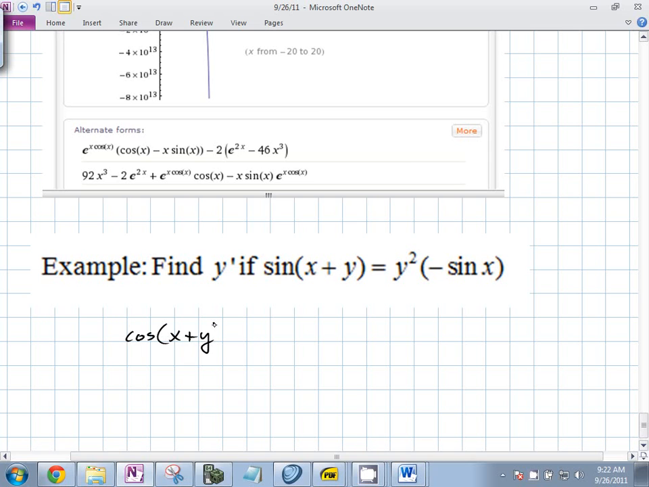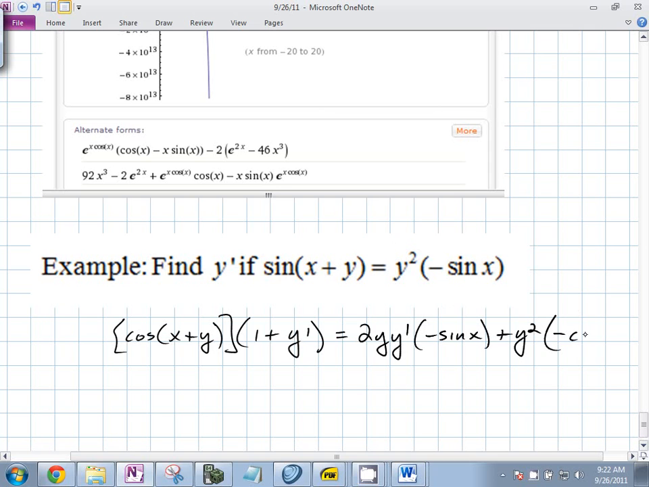1 plus what? Y prime equals, what do we need to use on this? What rule? Product rule. The derivative of the first is 2y y prime times negative sine x plus y squared times what? Negative what? Negative cosine x. Exactly. If we wanted to find y prime, what would we need to do right now?